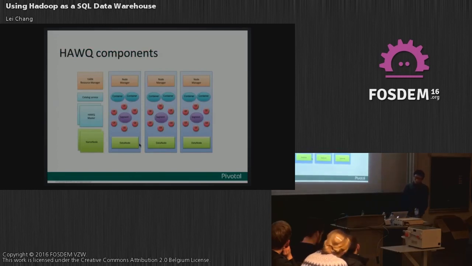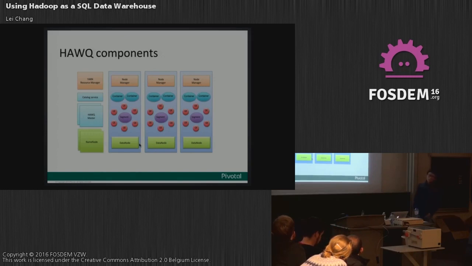And this is how we typically deploy Hawk. There are several master nodes: the Hawk master and the standby master. And there are a lot of slave nodes, that is compute nodes. On each compute node, there is one physical segment, and when a query comes, Hawk starts a lot of query executors, that is QEs, to execute the query. On each slave node there is also a data node, that is an HDFS data node. Typically we collocate the data node and Hawk segment together to get better data locality.